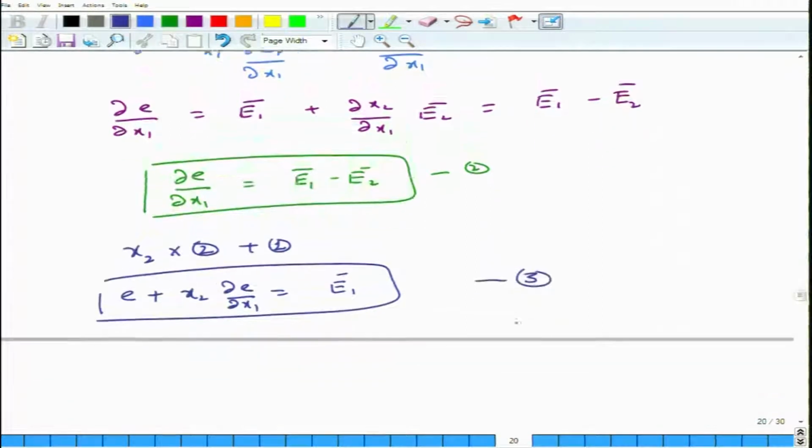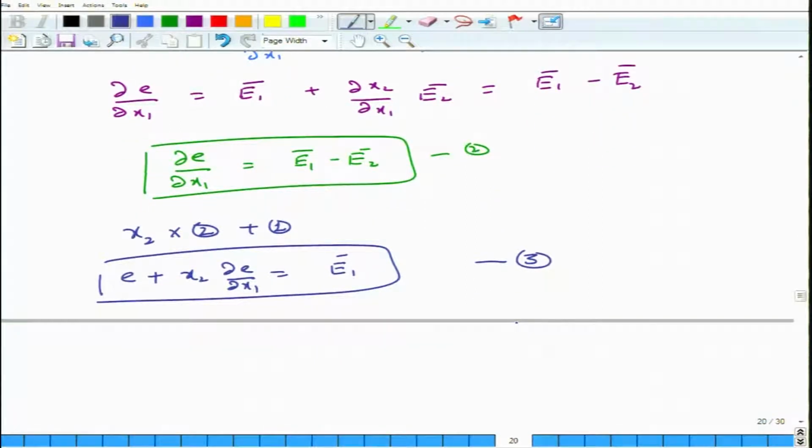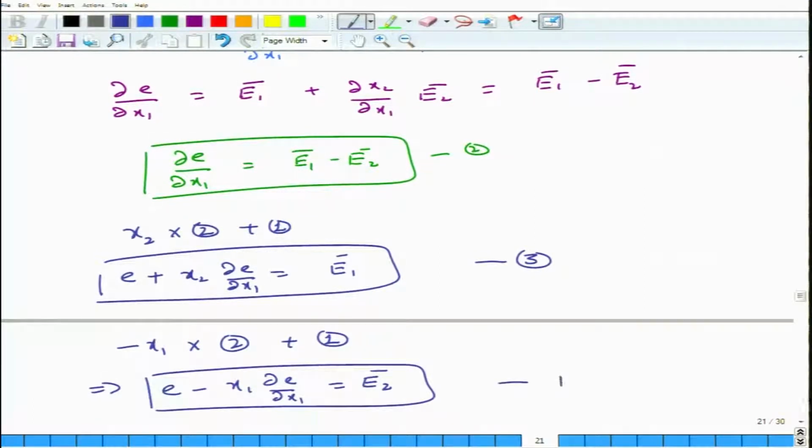Okay. Now, there is another expression we can get by multiplying, instead of x2, by minus x1 with the second plus the first equation, and what I get here is E minus x1 del E by del x1 is equal to E2. So, this is my second equation. Okay. Now, look at this second equation, or the fourth equation rather.